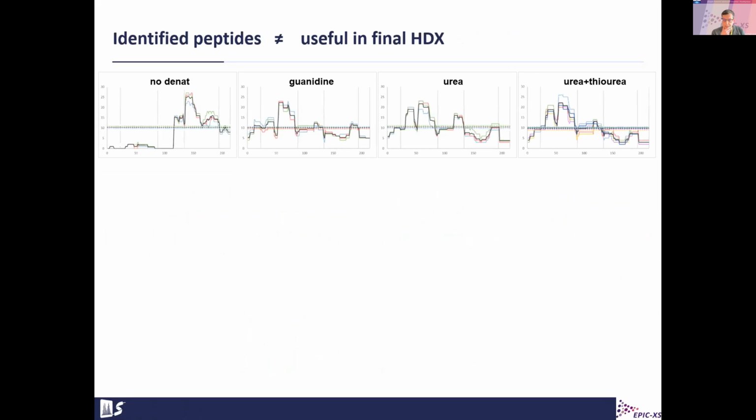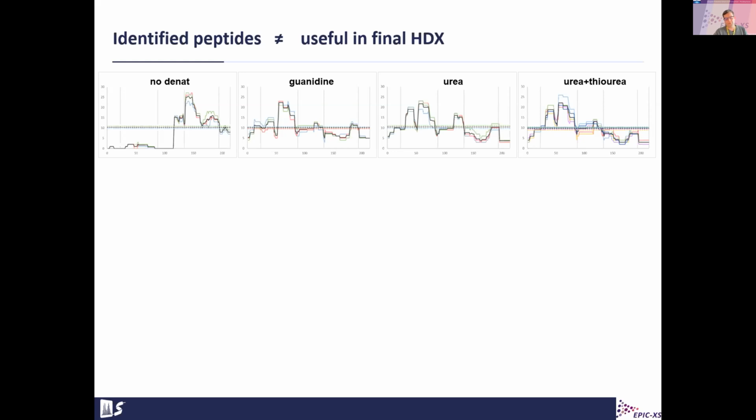These graphs were, however, drawn based on the LC-MS data, which is the initial step in the HDX workflow. And we have to say that not all the identified peptides are the ones you can then use in the final HDX, because during the deuteration, the intensity goes down. You have wider isotopic peaks, so some of the peptides are going to the noise and won't be useful for the readout of the deuteration.